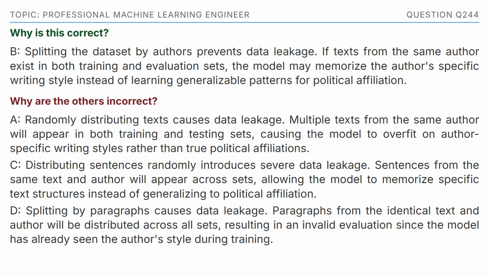C. Distributing sentences randomly introduces severe data leakage. Sentences from the same text and author will appear across sets, allowing the model to memorize specific text structures instead of generalizing to political affiliation. D. Splitting by paragraphs causes data leakage. Paragraphs from the identical text and author will be distributed across all sets, resulting in an invalid evaluation since the model has already seen the author's style during training.